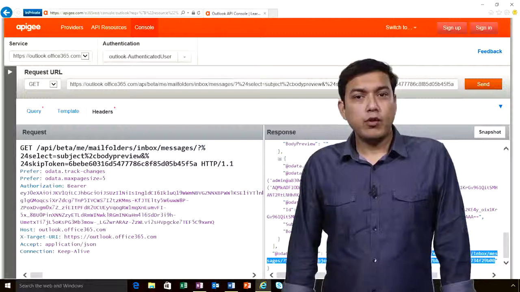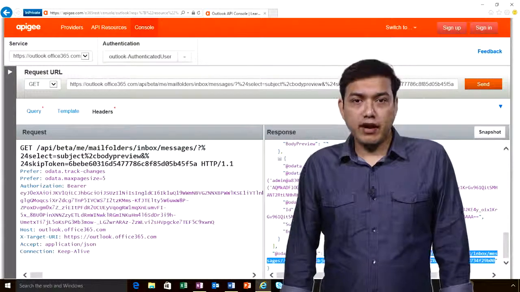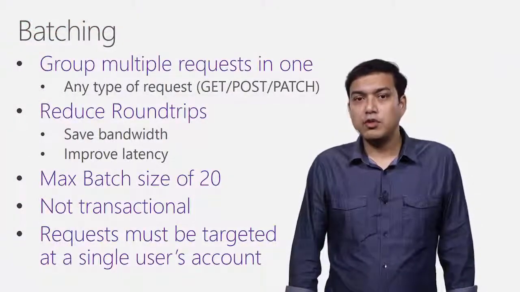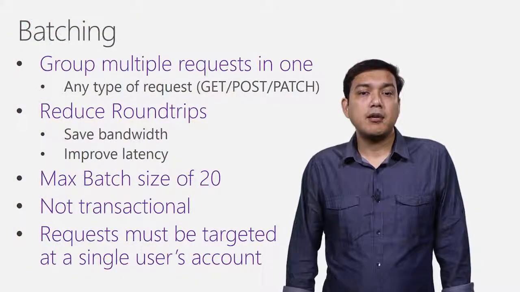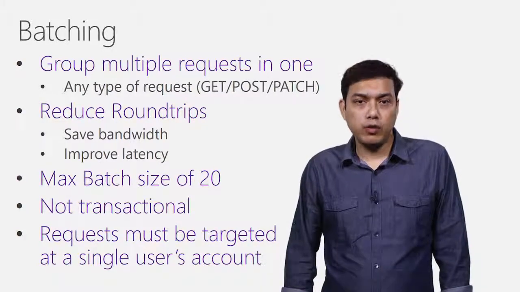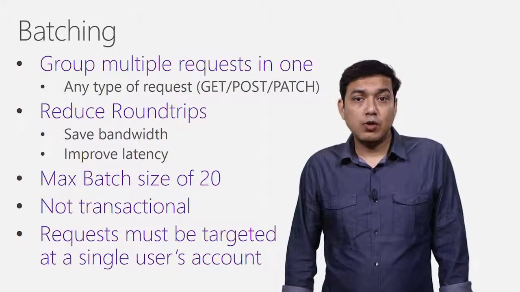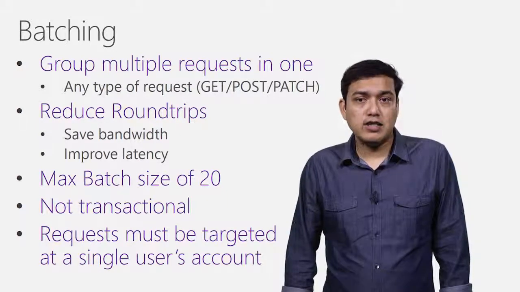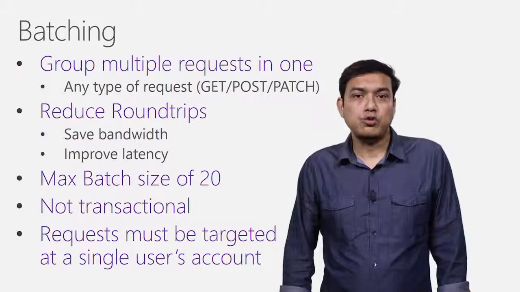A REST request requires an HTTP connection between the client and server, which incurs a certain amount of overhead. Batching enables you to reduce connection overhead by combining multiple REST API calls into a single HTTP POST request. A batch request can include up to 20 individual calls, which can be a mixture of data queries like GET or change queries like POST or PATCH.